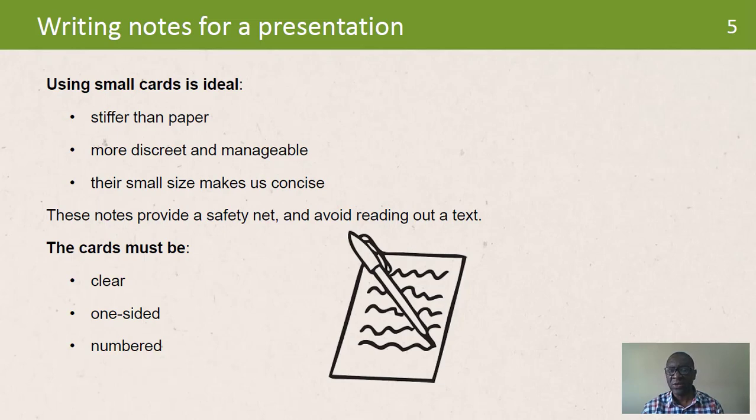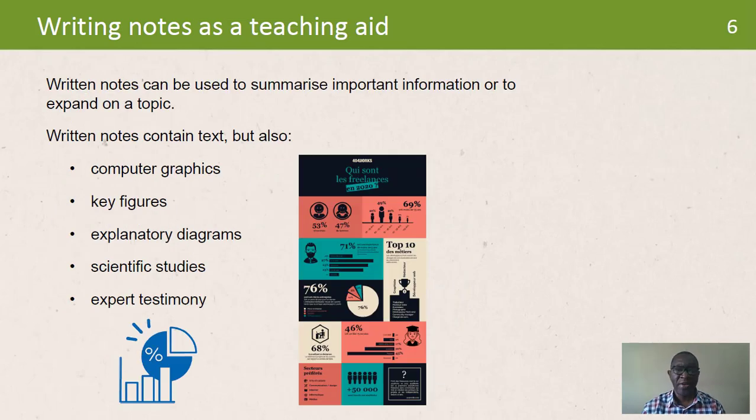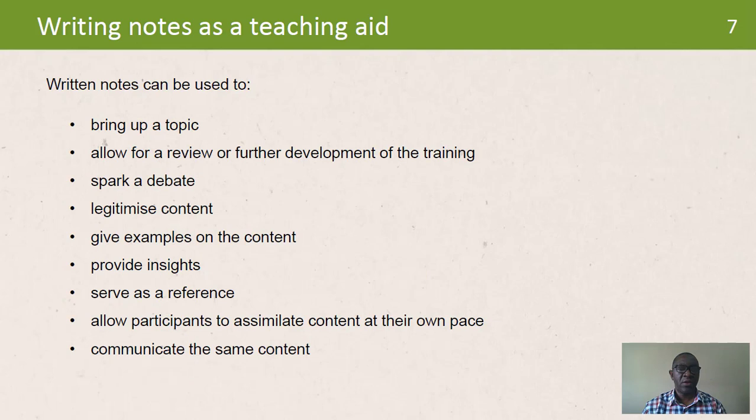check the planned sequence. As a training aid for participants in printed or printable form, written notes summarize important information from a course or provide further information on a particular topic. The written notes contain text, but also computer graphics, key figures, explanatory diagrams, scientific studies, or expert testimony. You can present written notes as a bonus to your training or integrate them directly into a training sequence.